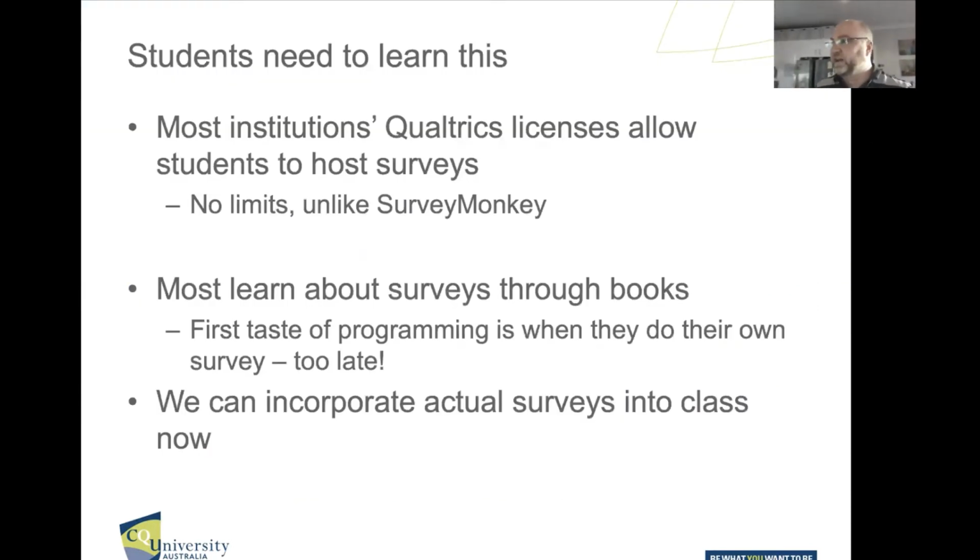So students need to learn how to do this. And up until now, we've been using SurveyMonkey, but SurveyMonkey has a little bit of a problem in that there are limited seats in terms of the license. So we can't give all of the students access to Qualtrics to take part in actually running surveys themselves. With Qualtrics, we don't have that problem because every single student under an academic license, including undergrads and honours, depending on the university's policy, has access to Qualtrics.